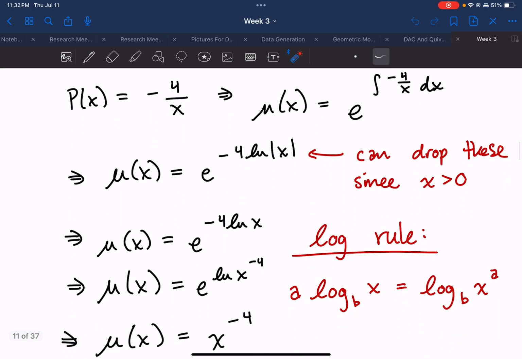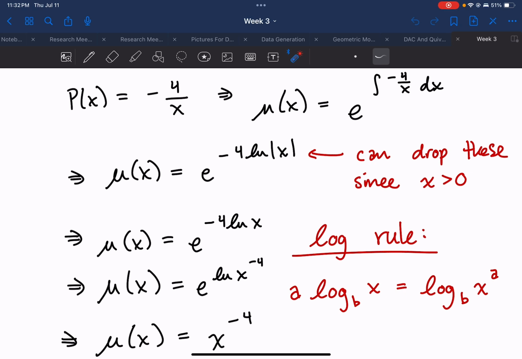Okay. Now, log rules. Again, this class is a lot of pre-algebra, pre-calculus rules that you've probably forgotten about, that get used all the time. So this log rule says if you have a times some logarithm, you can take that a and bring it as an exponent on the x. That's what this means.